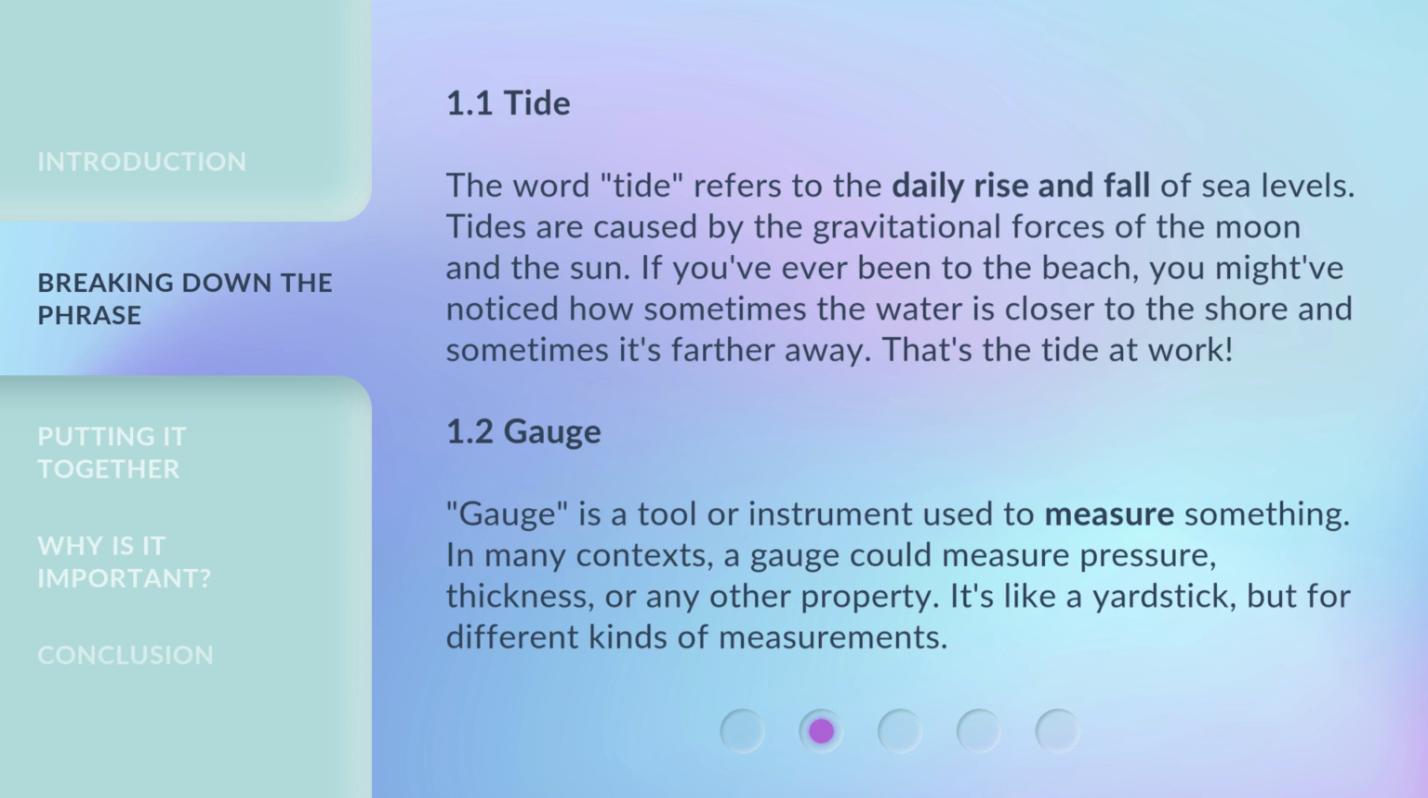1.2 Gauge. Gauge is a tool or instrument used to measure something. In many contexts, a gauge could measure pressure, thickness, or any other property. It's like a yardstick, but for different kinds of measurements.